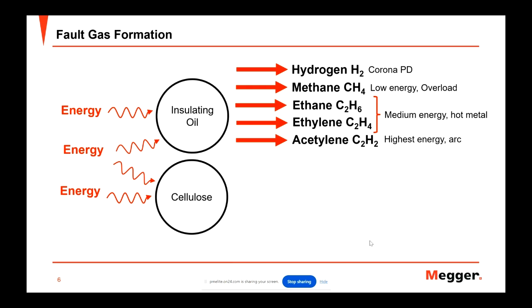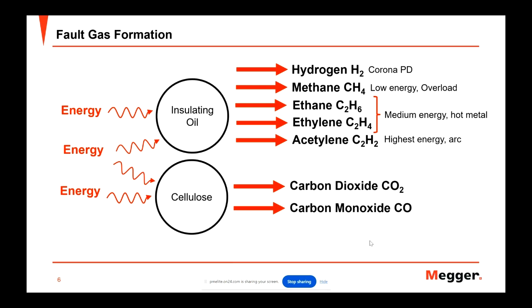Normally, acetylene will be created at 700 degrees Celsius, such as from arcing or high discharge energy inside your transformer. Cellulose is much simpler. If it gets energy, it will produce carbon monoxide and carbon dioxide, such as when you burn some paper.